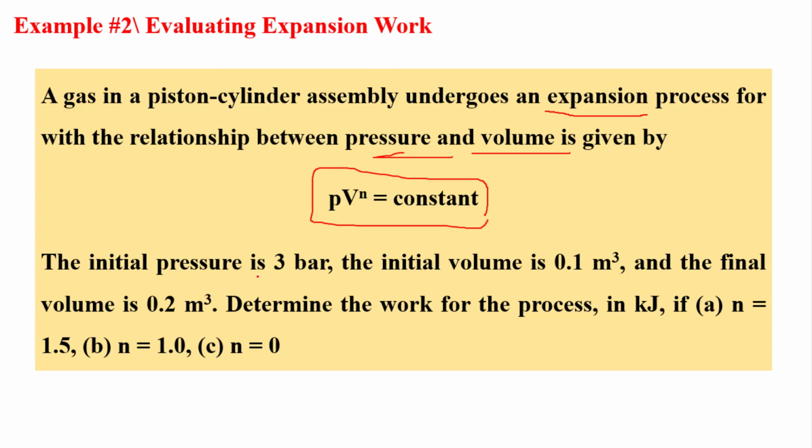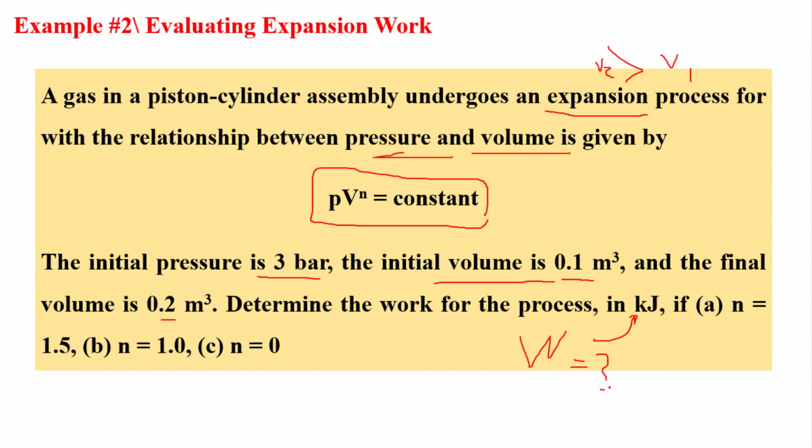Okay, so the initial pressure is 3 bar and the initial volume is 0.1. Since this is an expansion process, V2 must be greater than V1, and the final volume is 0.2. So here we have 0.1 and here we have 0.2, then this is an expansion process. Determine the work for the process in kilojoule. So we need to find W and its unit is kilojoule.